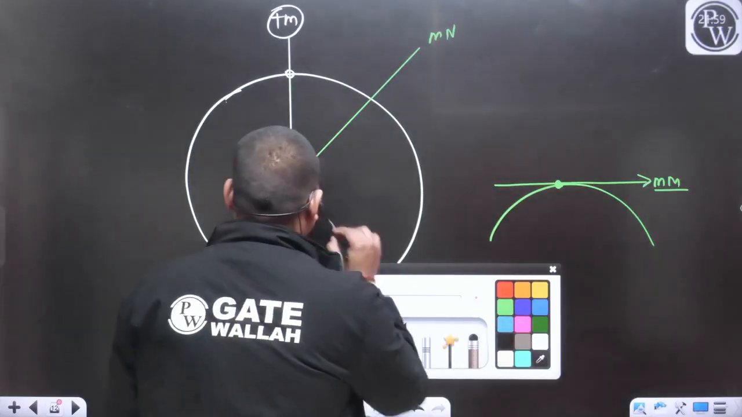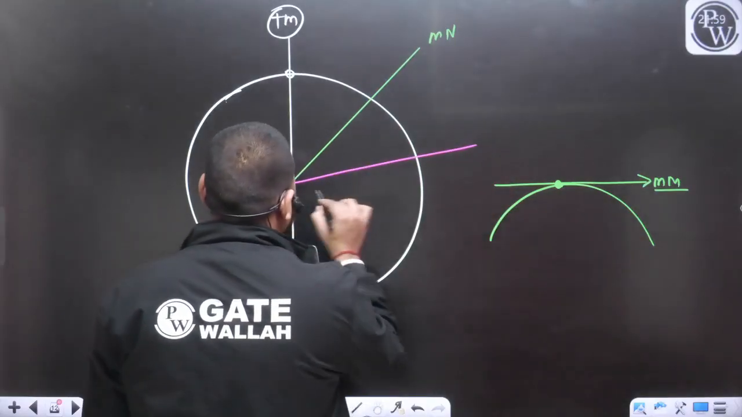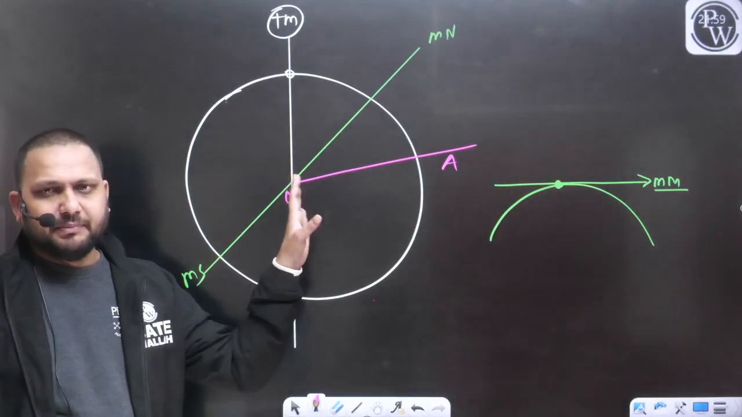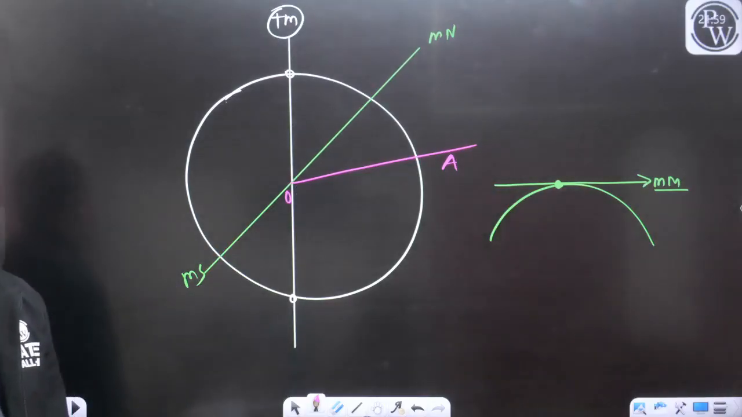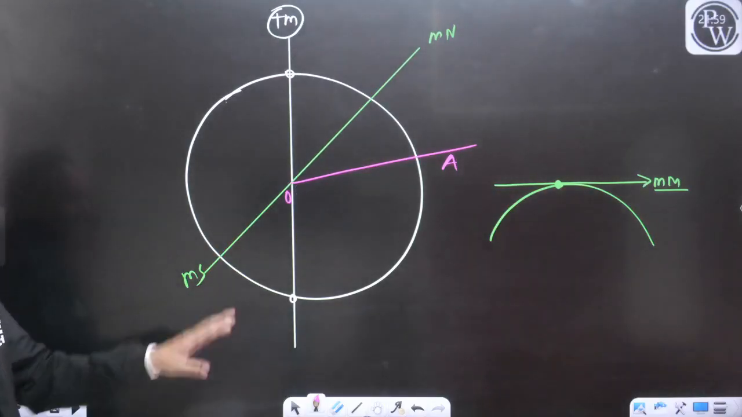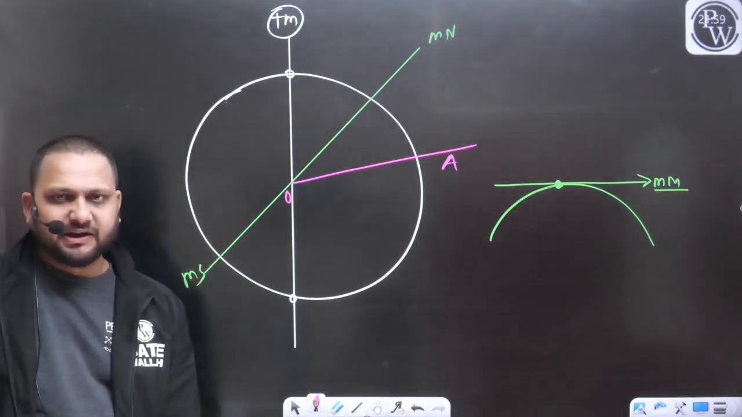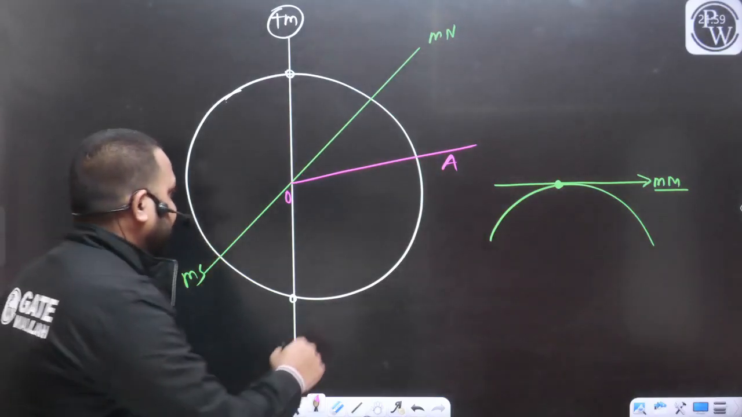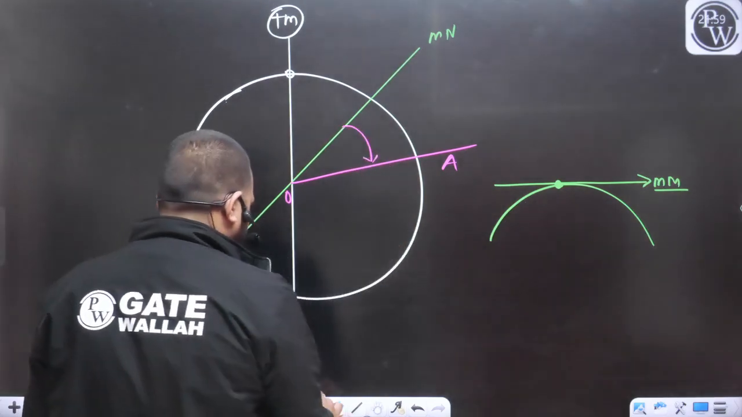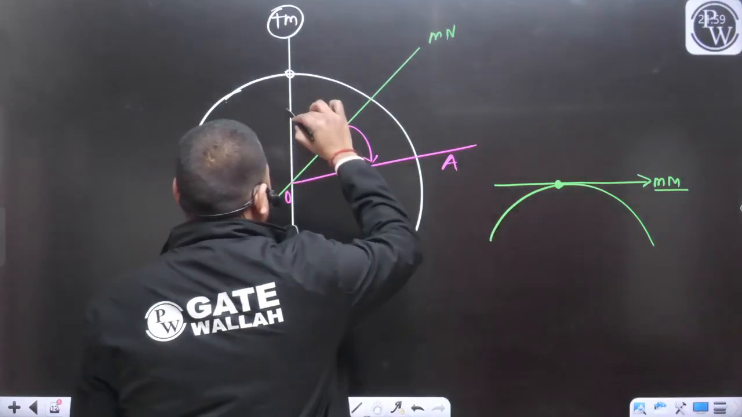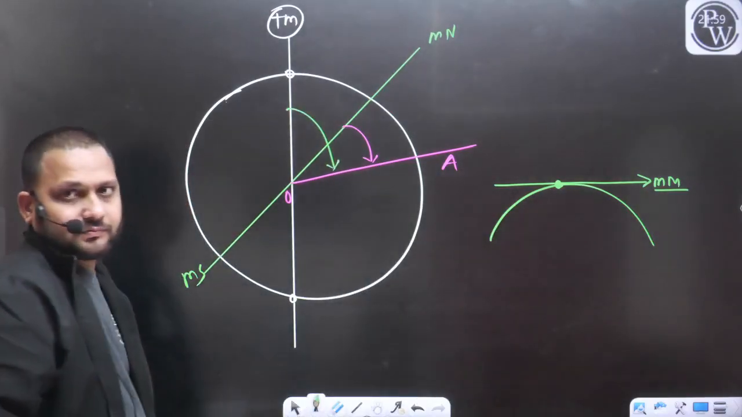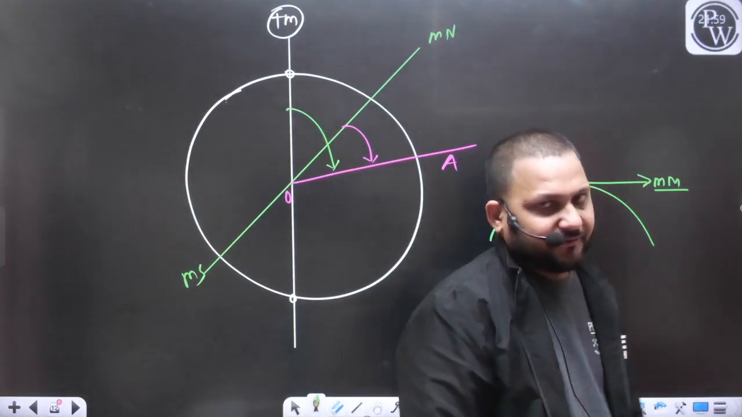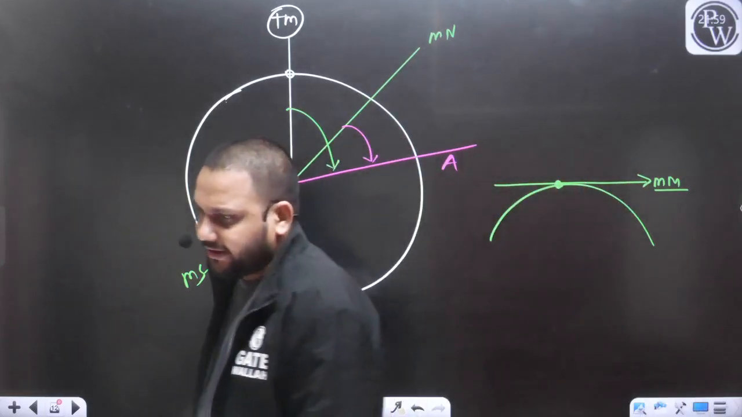So let's say there is a line OA. How many angles can we measure for this line OA? We can measure two angles for this line OA. One angle we can measure from the magnetic meridian and one angle we can measure from the true meridian. Yes or no?